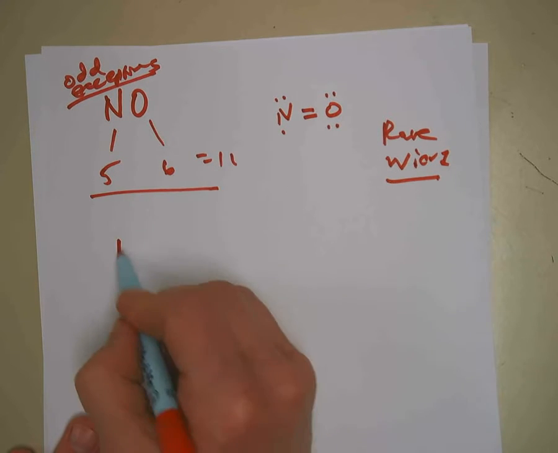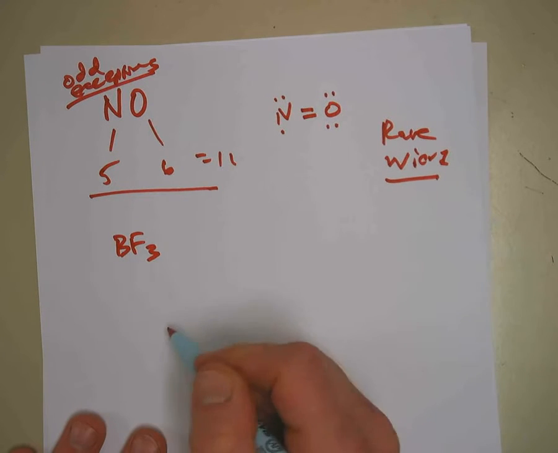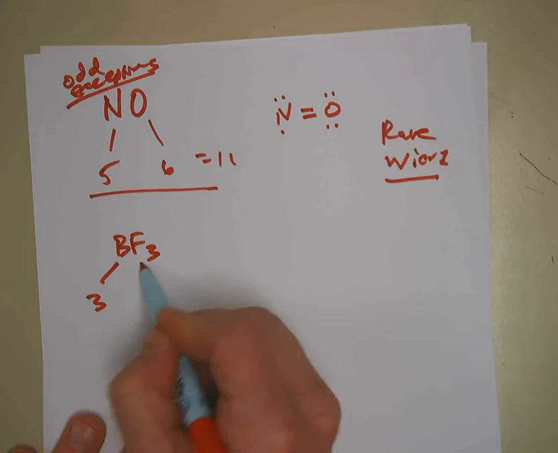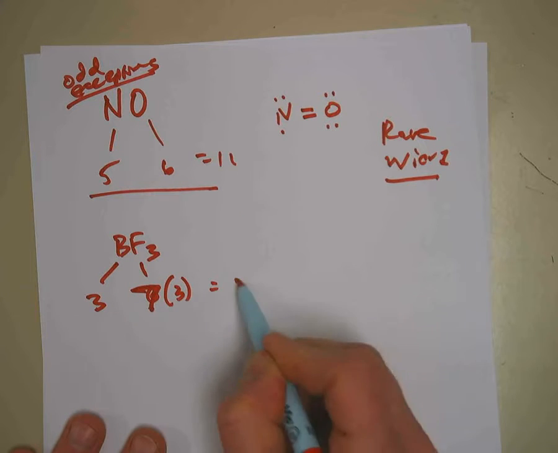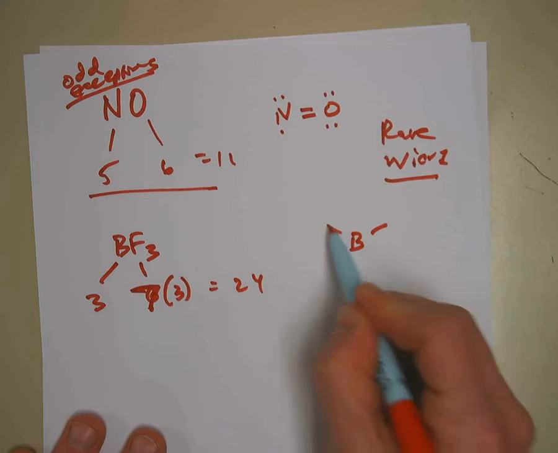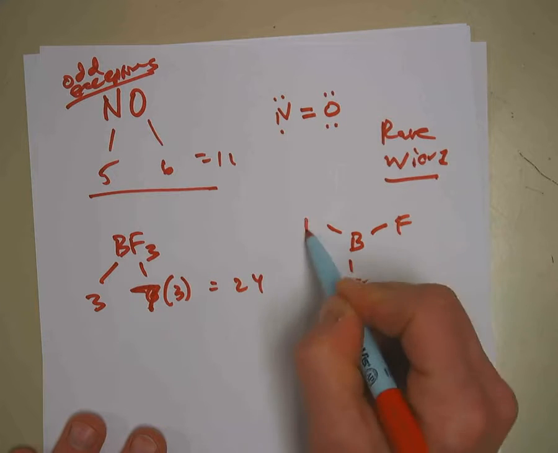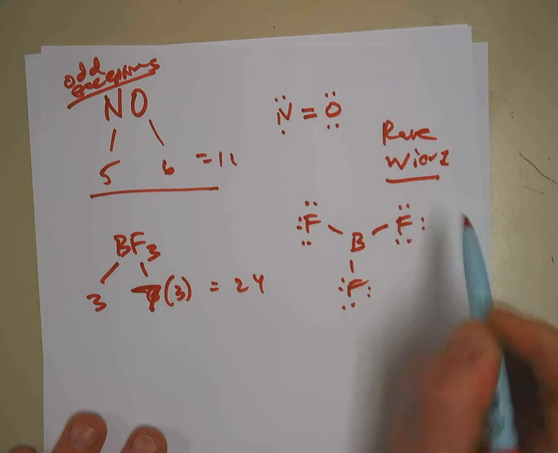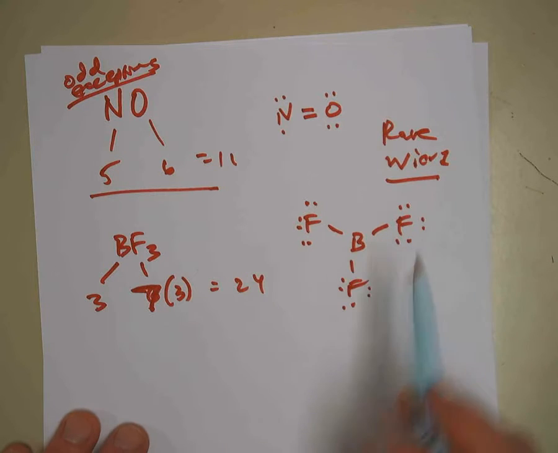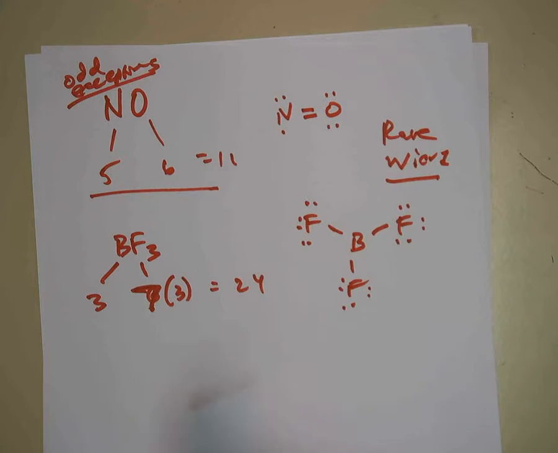Okay? Another one. BF3, boron trifluoride. Boron, 3 electrons. Fluorine, 7. Times 3, 21, plus 3 is 24. Boron in the middle, least electronegative, stick it to the fluorines. 2, 4, 6, 8, 10, 12, 14, 16, 18, 20, 22, 24. I counted wrong. That's 24.